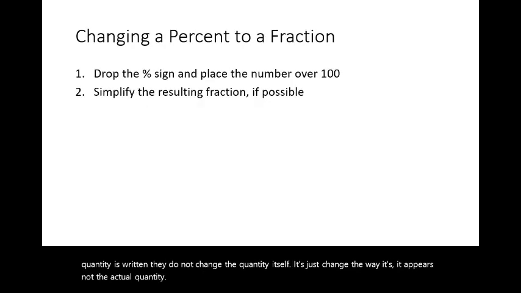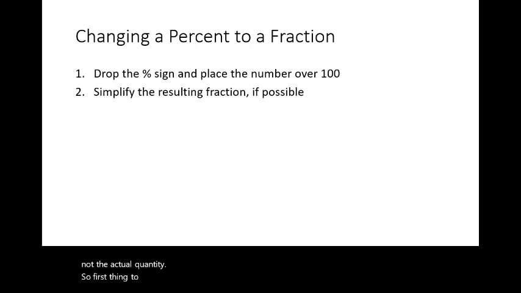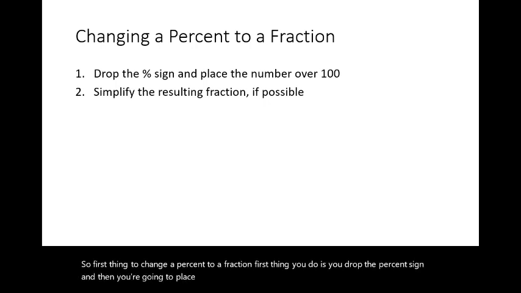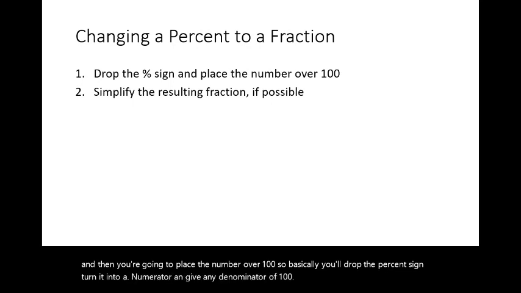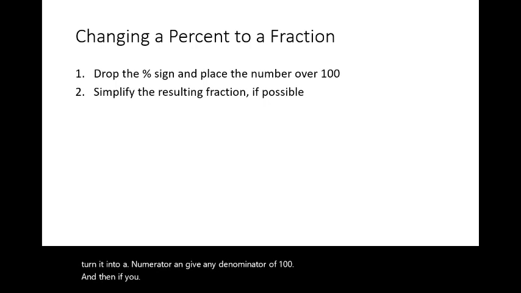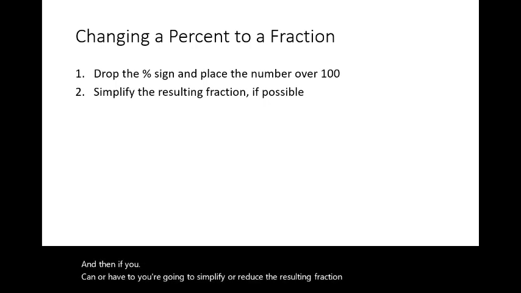So first thing, to change a percent to a fraction. First thing you do is you drop the percent sign, and then you're going to place the number over 100. So basically you'll drop the percent sign, turn it into a numerator, and give it a denominator of 100. And then if you can or have to, you're going to simplify or reduce the resulting fraction if possible or necessary.